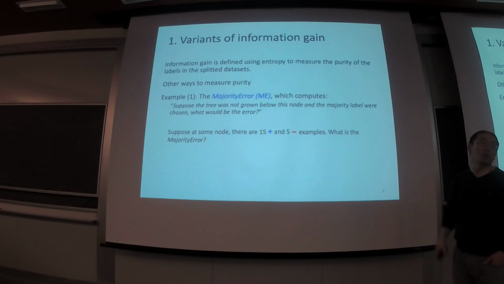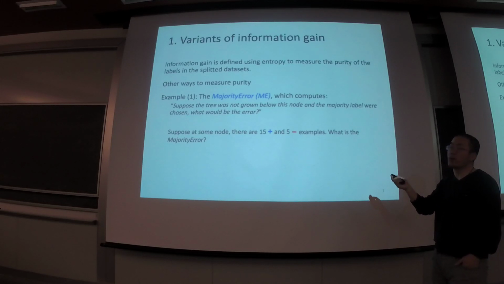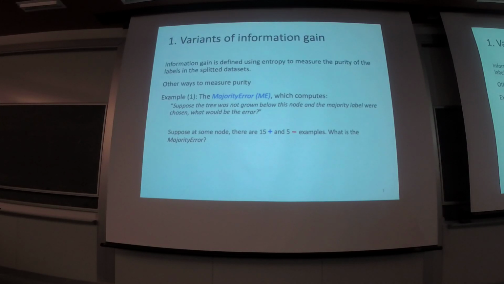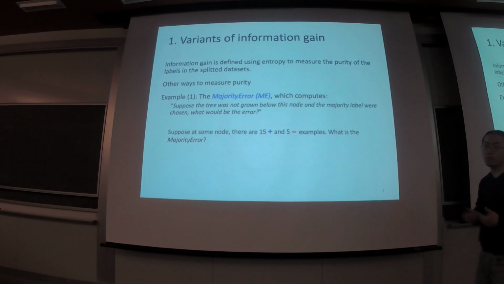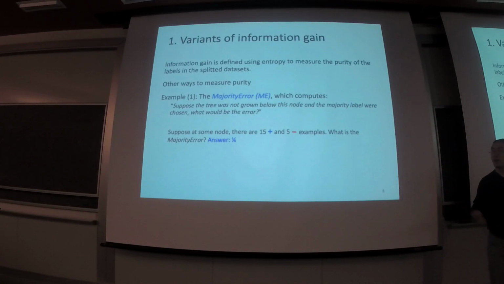So first, what is the majority label? Positive, right? So majority error requires us to use the majority label to predict every example. So how many mistakes will we make? 5, because there are 5 negative examples. All the other 15 examples are positive as well, so our prediction is correct. So we only make 5 mistakes, then the majority error is 5 over 20, right? It's 1 over 4. So now let us think. Does majority error reflect purity as well?